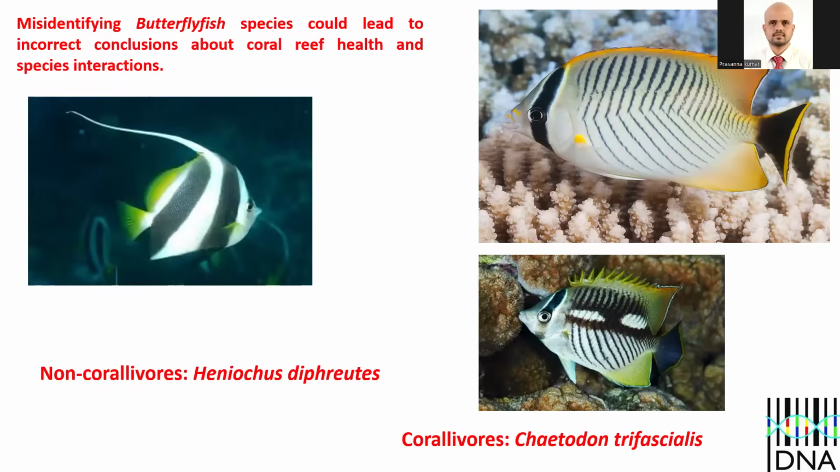Not only that; say, for example, you are into marine conservation. There are butterflyfishes that are corallivores, which can feed on your corals, for example Chaetodon and Chaetodon trifascialis. But other butterflyfishes are non-corallivores, for example Heniochus species, which don't feed on corals. If you are planning a program to target corallivores, it is very important that you know the species beforehand. Even though they look alike, you need to know how to differentiate them.